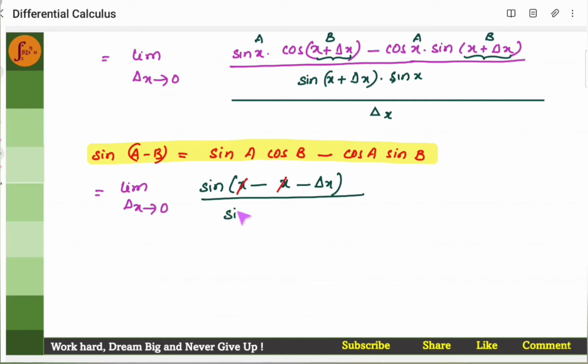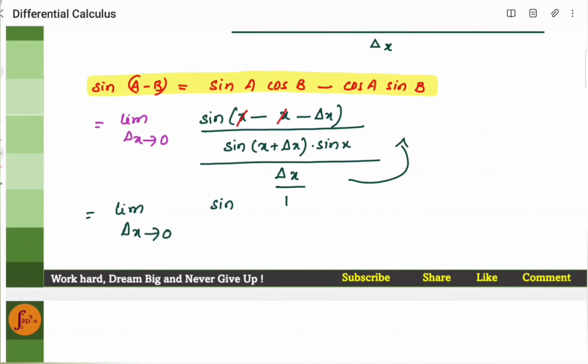The denominator is sin of x plus delta x into sin x, the whole by delta x. Now you can assume that there is 1 over here, right? And I can shift this on top. If I shift this on top, what's going to happen? It's going to be reciprocal. It will be sin of minus delta x. So I'll put minus outside. Minus sin delta x by sin of x plus delta x into sin x, and this is going to become reciprocal, right? It's going to become 1 by delta x.